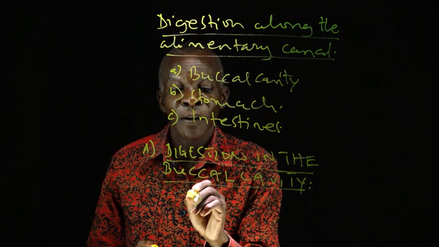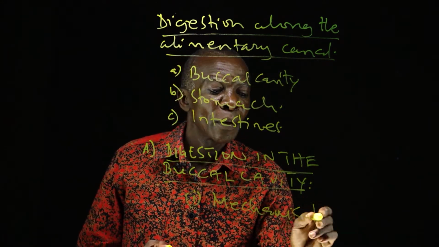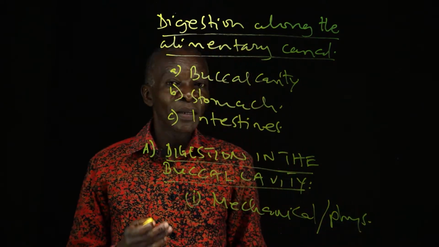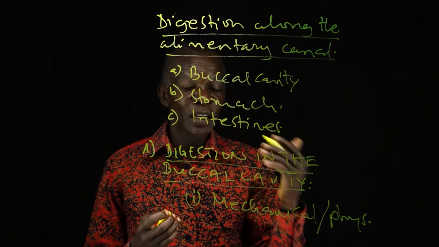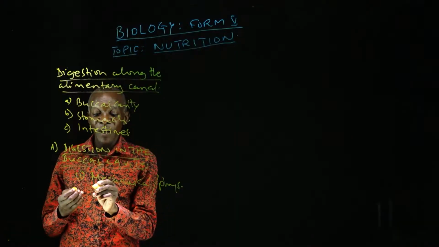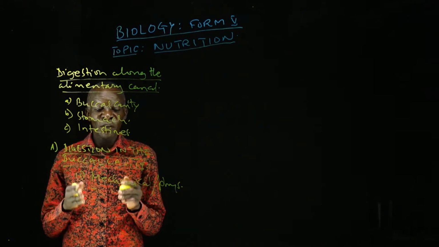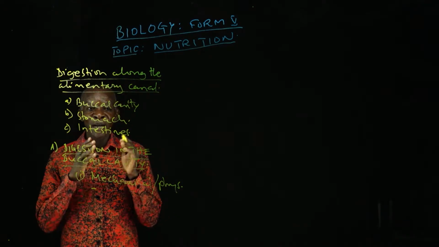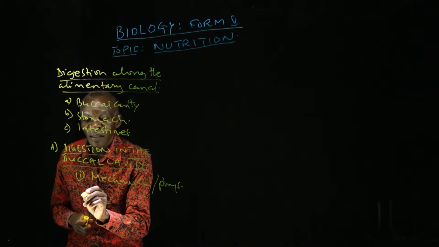The first one is mechanical digestion. Mechanical or physical digestion involves the action of teeth on the food. As I have said previously, it has no effect on the chemistry of the food. It does not change the chemistry of the food, but rather it breaks down larger food particles mechanically, physically, into smaller particles.